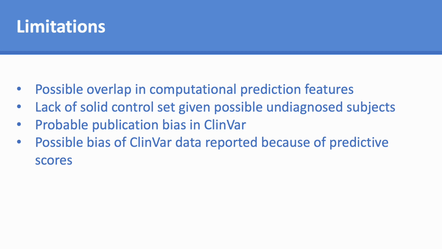There's possible overlap in the methodologies between the computational predictions we used as features. There's the lack of a solid control set, given the fact that undiagnosed subjects could possibly be included in gnomAD. There is probable publication bias in ClinVar, where benign variants are not reported at the same rate as pathogenic variants. And there could even be the possible bias of ClinVar data if some labs reported variants because of the same predictive scores that we were using in our study.